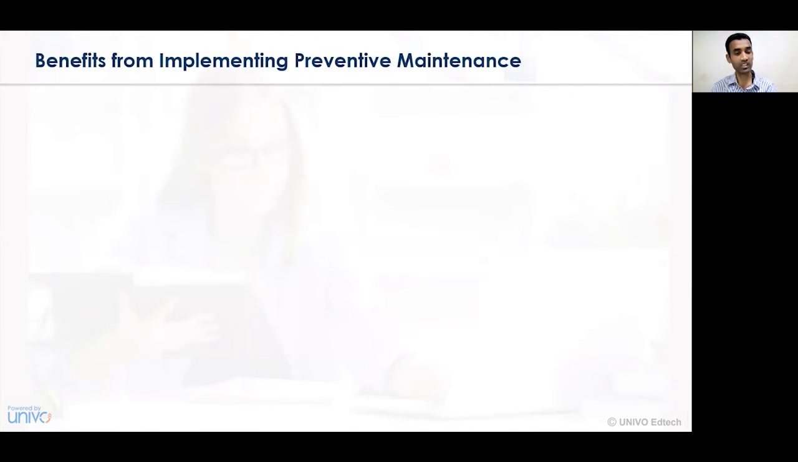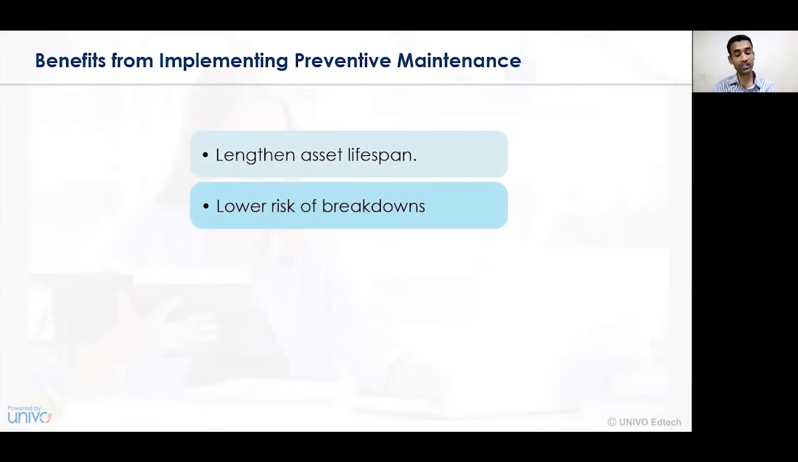Now let's understand the various benefits of implementing preventive maintenance. The first benefit of preventive maintenance is strengthening the asset's lifespan. The lifespan of a particular asset gets increased and lengthened. It always helps to develop the life of a particular asset when we have proper preventive maintenance.